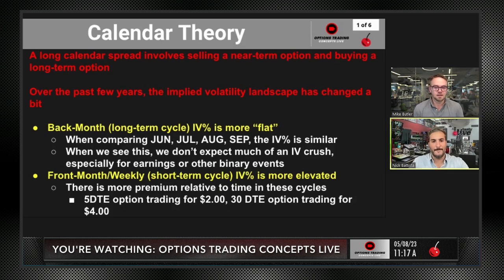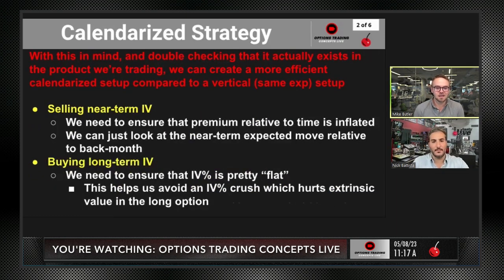Yeah. If we go on to the next slide here, we can get a little bit deeper into the strategy at hand. So when we're looking at these implied volatility landscapes and double checking that it actually exists in the product we're trading, this isn't just a given, like Nick is saying. You still want to double check that whatever you're trying to do in a particular product, it exhibits these characteristics that we're talking about. We can create a more efficient calendarized setup with these implied volatility differentials compared to a vertical setup, which just means trading the same expiration. That doesn't mean that one is going to outperform the other.